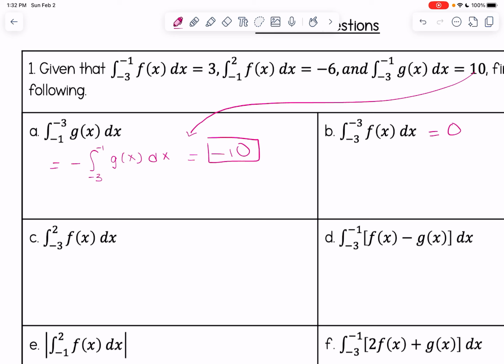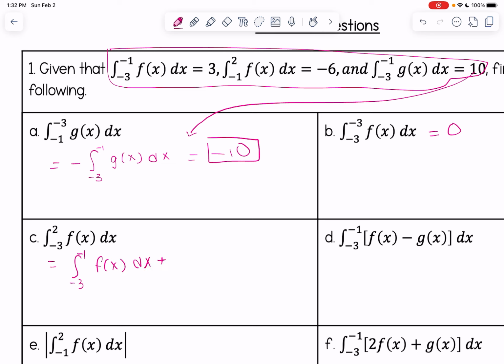All right, for c, the upper bound is 2, the lower bound is -3. When I look at my facts up here and these clues that the problem has given us, I don't have one that looks exactly like that, but I see that I could add some pieces together to get something equivalent. So this is equal to the integral from -3 to -1 of f of x dx plus the integral from -1 to 2 of f of x dx. This is using our property of the additive intervals from the previous slide. Well, we know that this is equal to 3, this is equal to -6, so we get -3 as our answer here.